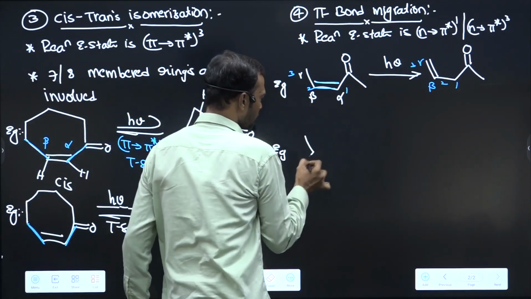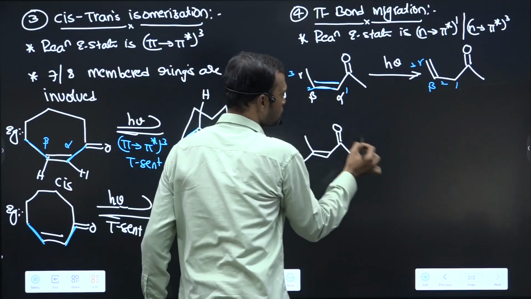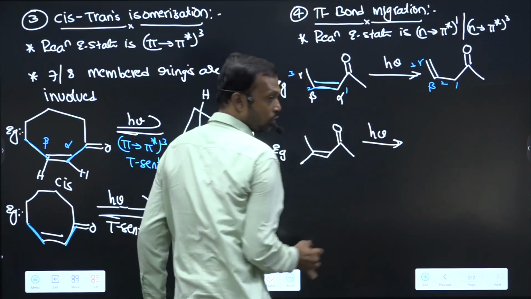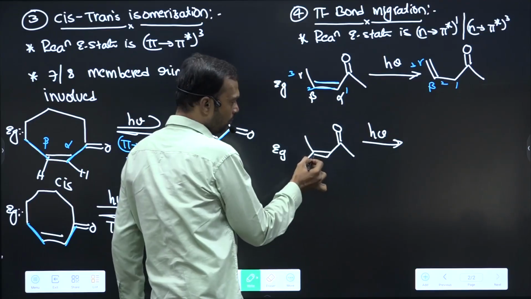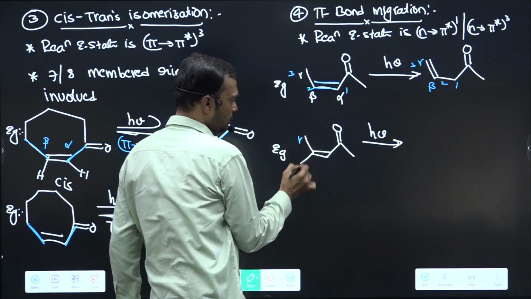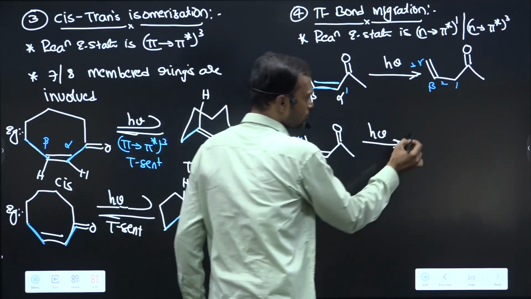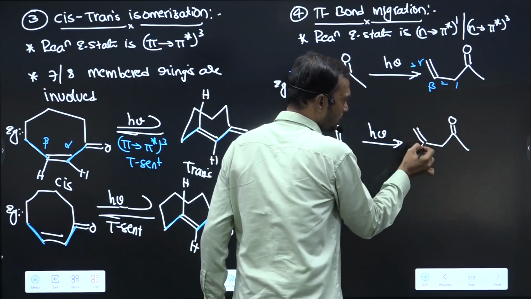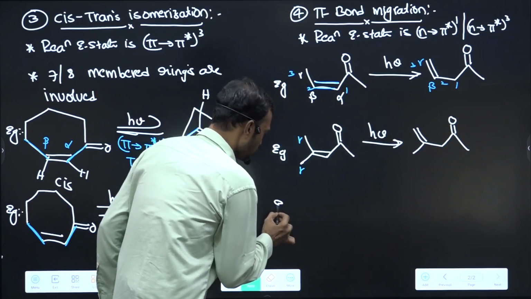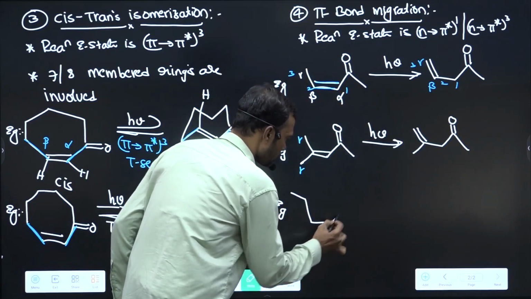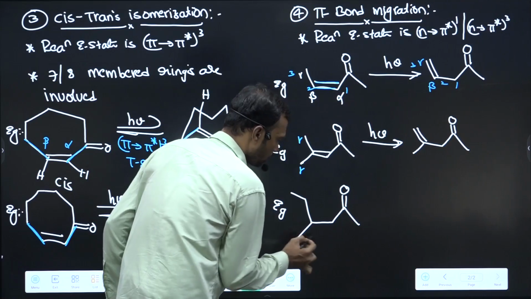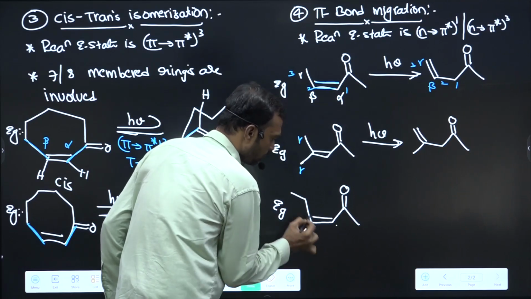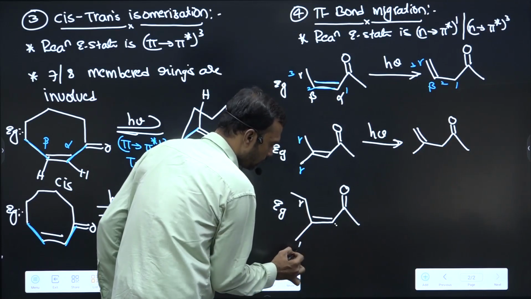Gamma is required. Here, how many gamma carbons are present in this one? Alpha, beta, it is gamma. So where should I put the double bond? Any side. So put the double bond between beta and gamma like this. Suppose two different gamma carbons are present, a double bond like this. Alpha, beta, gamma, alpha, beta, gamma.